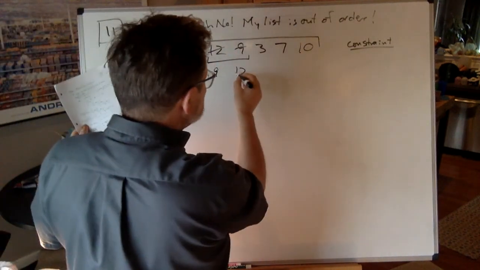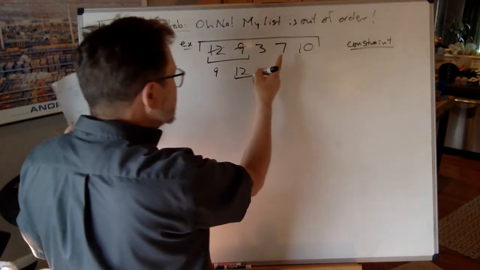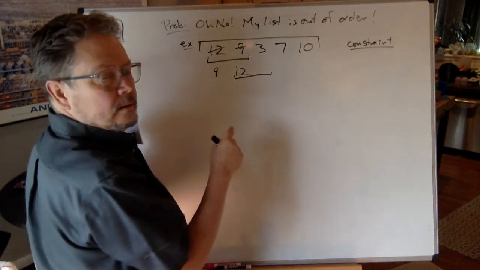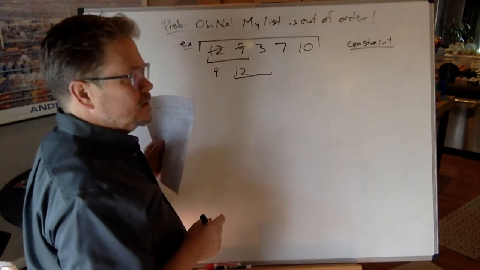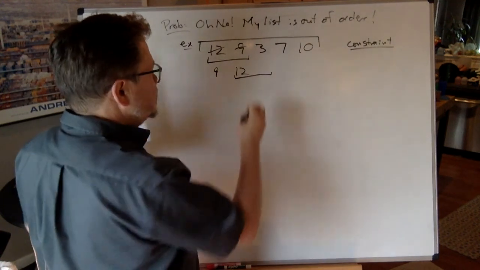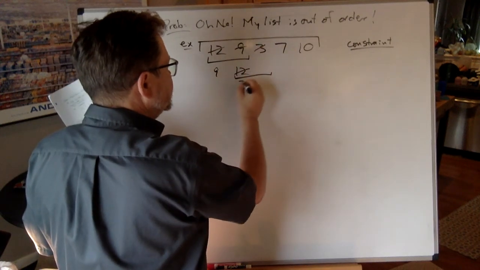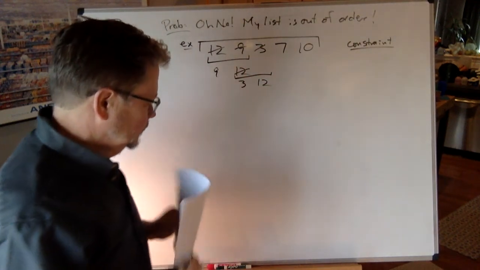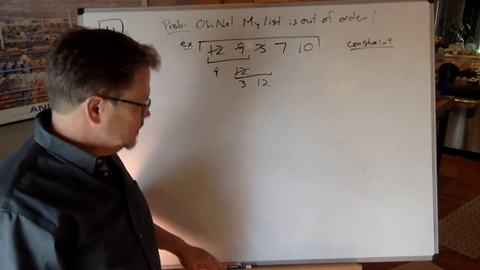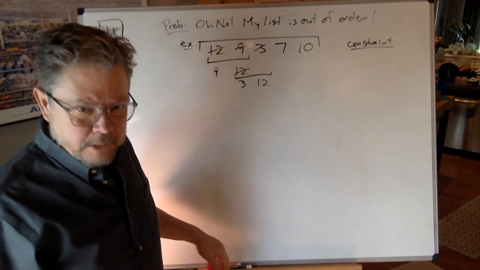Let's move on and shift and look at the next pair. What about 12 and 3? Computer, are those in order? Computer says, no, those are not in order. So we tell the computer to swap them. Where are all the steps? Where are all the numbers? Well, I'm getting there. Be patient.